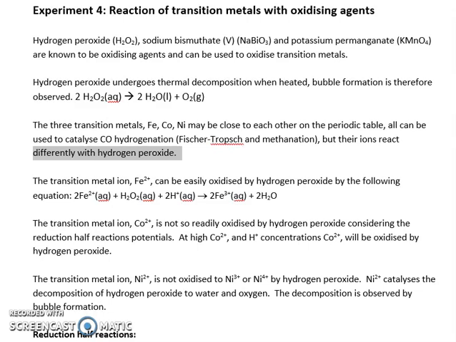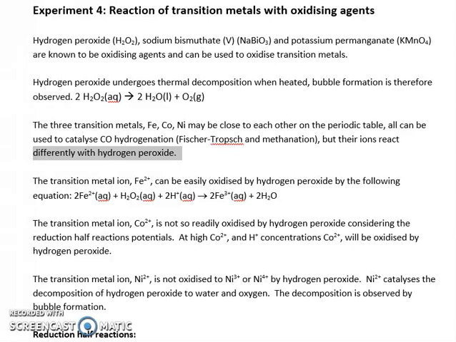In experiment 3, we were using hydrogen sulfide and sulfur dioxide to reduce our transition metals. In this experiment, we will be using hydrogen peroxide, sodium bismuthate, and sodium permanganate to oxidize our transition metals. Oxidation of our transition metals means their oxidation states will increase. So hydrogen peroxide is classified as an oxidizing agent.